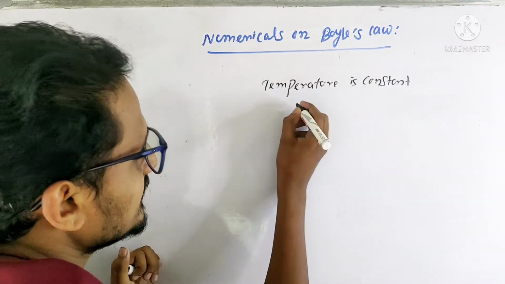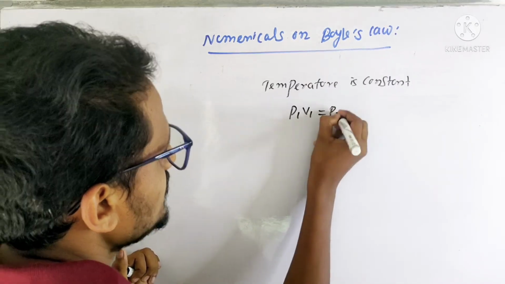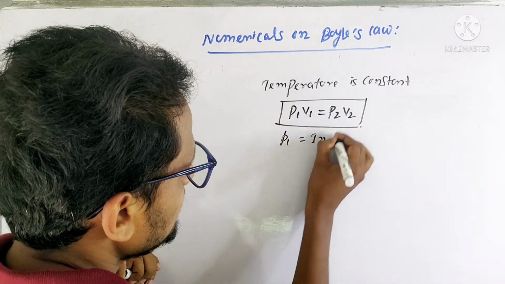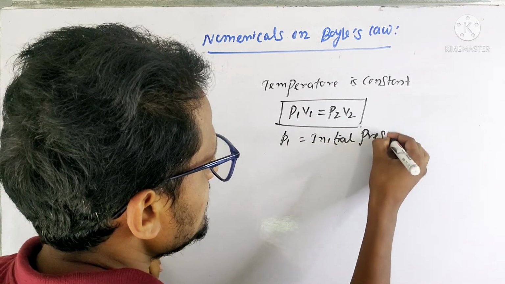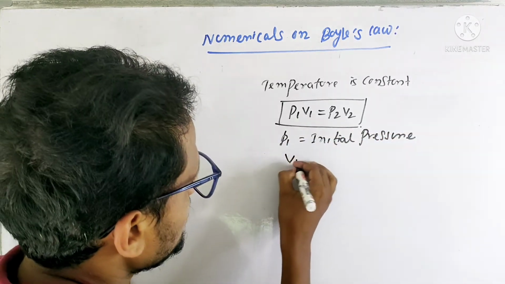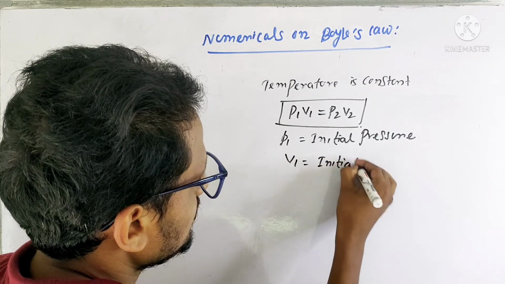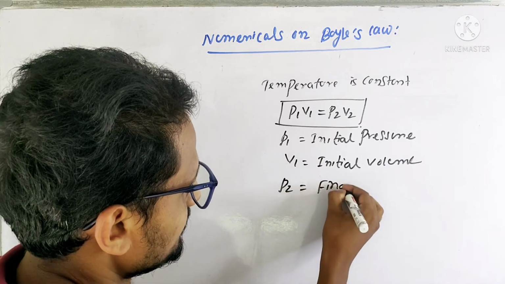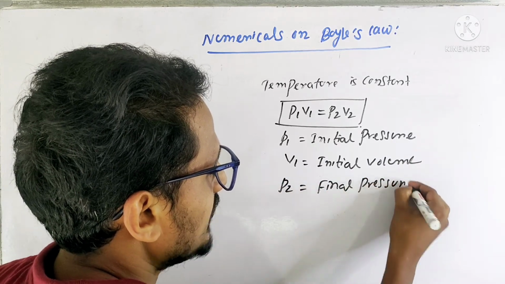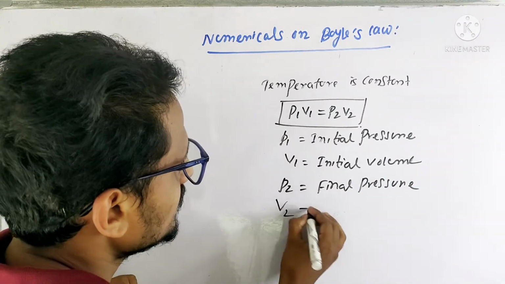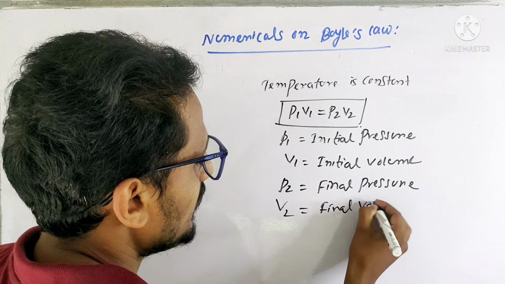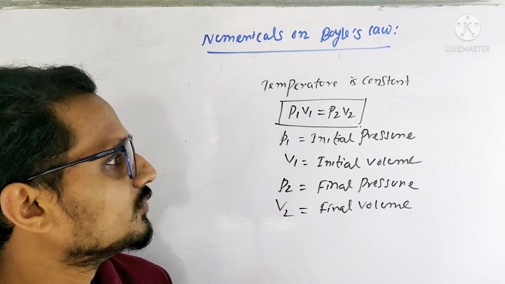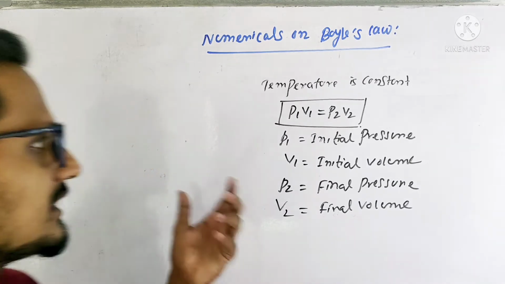In that case we apply this formula: P1 V1 equals P2 V2, where P1 is the initial pressure, V1 is the initial volume, P2 is the final pressure, and V2 is the final volume. From this formula we'll do the numericals on Boyle's law. So we'll start doing numericals. Just copy this one.